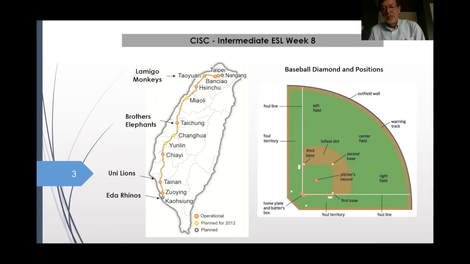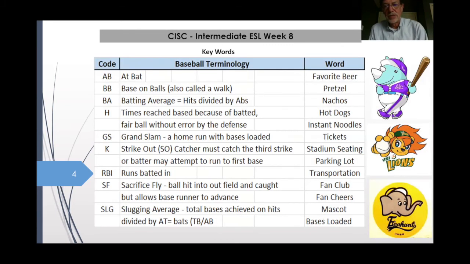The baseball diamond here is typical, same as in Taiwan. There are 9 players on the field. Of course, you have home plate with the catcher, first base, second, third. You have the pitcher, of course. You have the shortstop where it says infield dirt, and then right, center, and left field and the foul line. It's pretty straightforward. What's some of the vocabulary that you would find at a baseball game? Certainly here in the US, I suspect it would be the same in Taiwan.